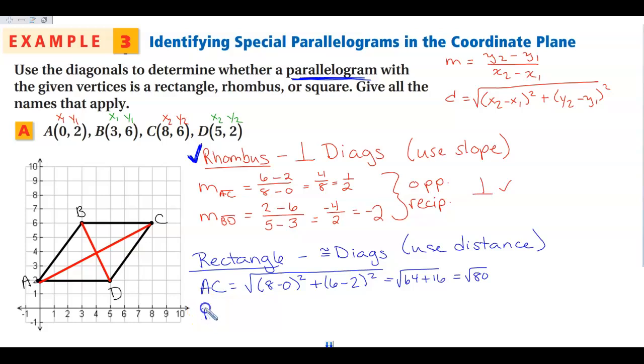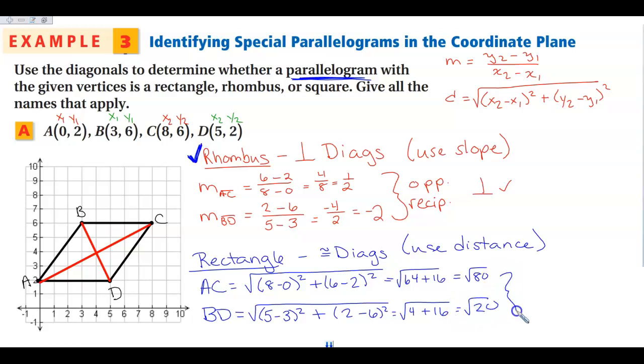All right, then we're going to do the length of segment BD. All right, so now we're looking at our green numbers up here. So x2 minus x1, we're doing 5 minus 3, quantity squared, plus y2 minus y1, so 2 minus 6, quantity squared. All right, 5 minus 3 is 2. 2 squared is 4. 2 minus 6 is negative 4, and negative 4 squared is 16. So this is going to give me the square root of 20.